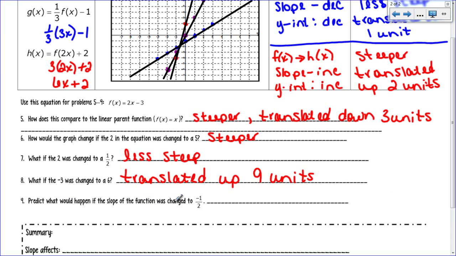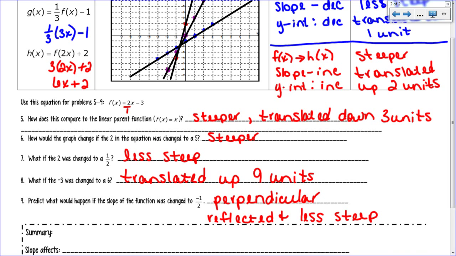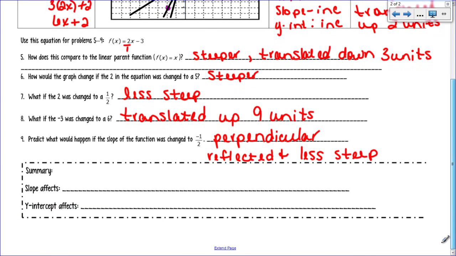So now predict what would happen if I change the slope of the function to a negative 1/2. So from a positive 2 to a negative 1/2. Well, first of all, we should recognize that if this is 2 over 1 and that's negative 1/2, these two lines are going to be perpendicular because you have flipped, opposite slopes. They're opposite reciprocals, so they'll be perpendicular. But what really happens is the negative reflects that graph, so it's reflected, and it's going to be less steep because it's going to go from a 2 to a 1/2. So it's less steep, which is what makes it possible for them to be perpendicular and not just intersecting.